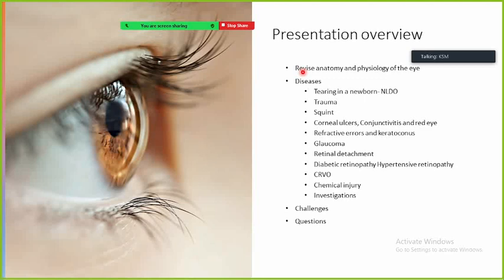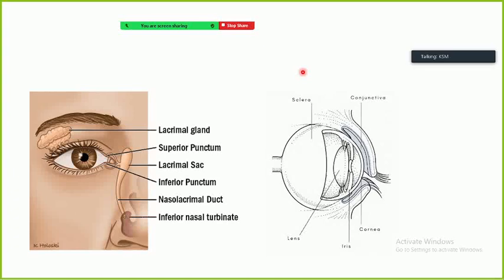So, overview. To understand the lecture you have to revise a little bit of anatomy and physiology, and I'll be talking on certain topics: tearing of a newborn, trauma, squints, corneal ulcers, red eye and conjunctivitis, refractive errors and keratoconus, glaucoma, a bit of retinal detachment, diabetic retinopathy, hypertensive retinopathy, central retinal vein occlusions, chemical injury, and some investigations that we perform in the eye units, then the challenges, and then open for the questions at the end.